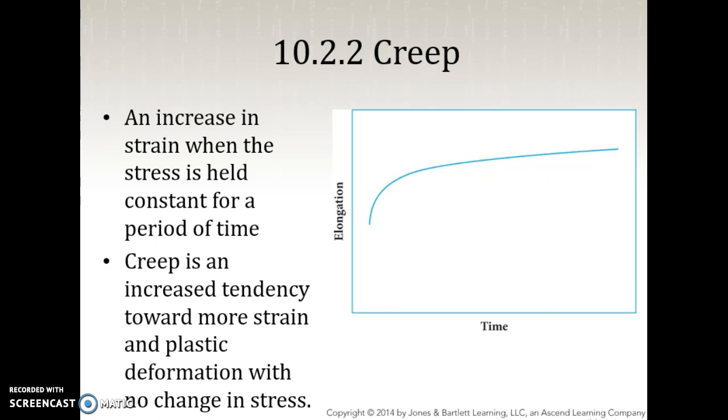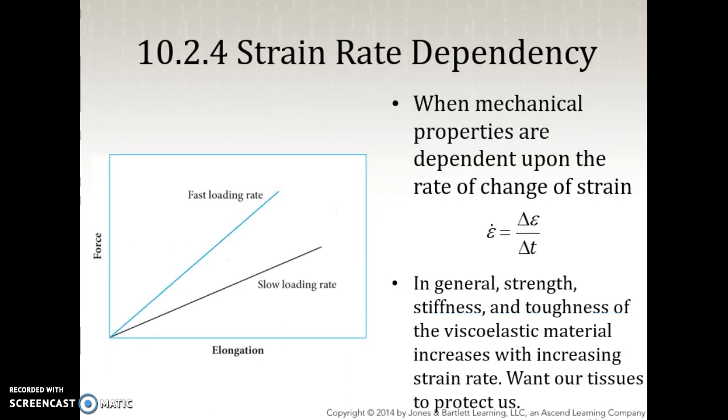Which makes sense, because as we are stretching, we're not increasing the stress, right? But we typically see the strain, right? We see an increase in the change of length, or elongation, for a given period of time.